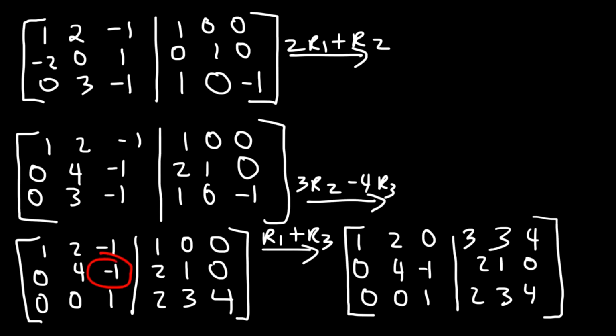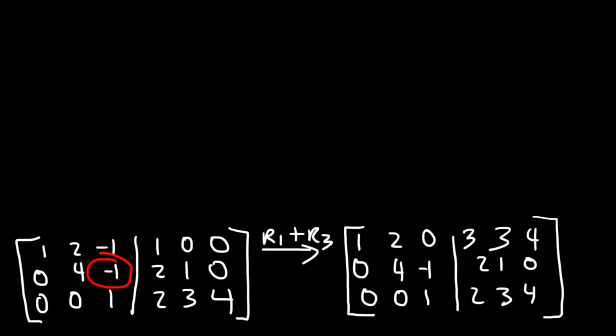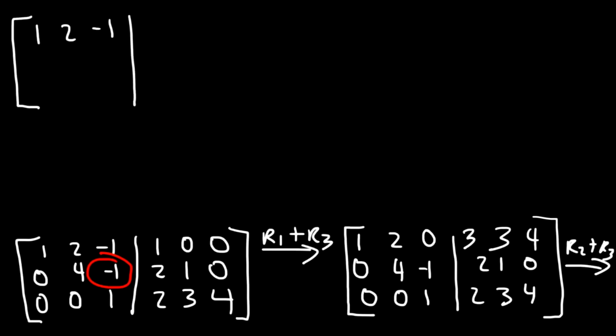Now let's focus on that number. What row operations do we need to apply to row 2 in order to make it 0? All we need to do here now is add row 2 and row 3. So notice what's going to happen. So let's rewrite row 1. And let's rewrite row 3. So row 2 plus row 3.